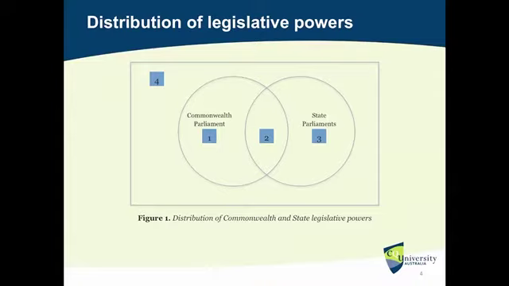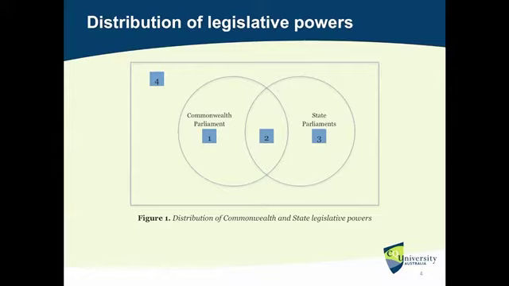The third, in the middle, represented as number 2, is that set of legislative powers that belong both to the Commonwealth Parliament as well as the state parliaments. In other words, these are concurrent legislative powers, or shared legislative powers. In that case, it is in this area that there could be a lot of conflict as well.